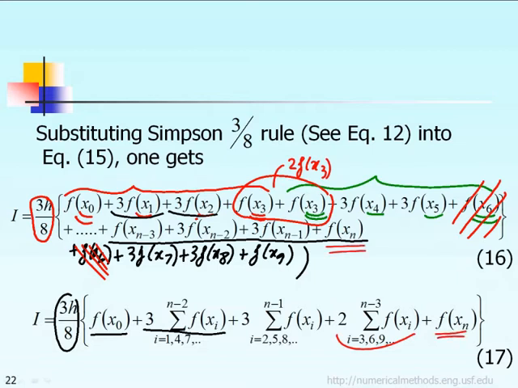So let's take a look one more time at equation 17, which is the multiple-segment Simpson 3/8 rule. In this equation, suppose you say n equals 9 segments. What does that mean? That means this small n here is equal to 9, and this n here is replaced by 9. Then 9 minus 2 is equal to 7, 9 minus 1 is equal to 8, and 9 minus 3 is equal to 6.